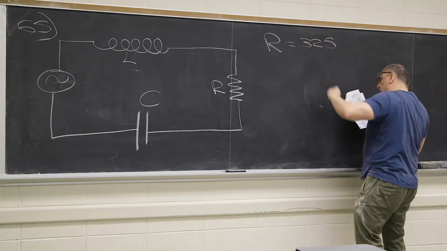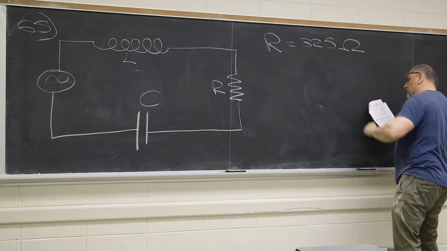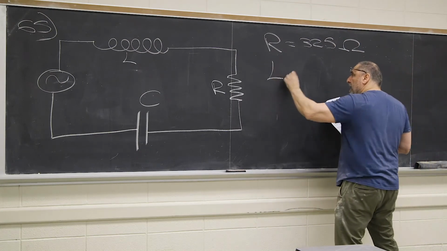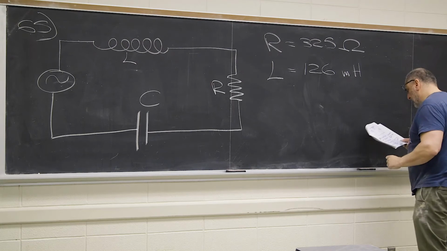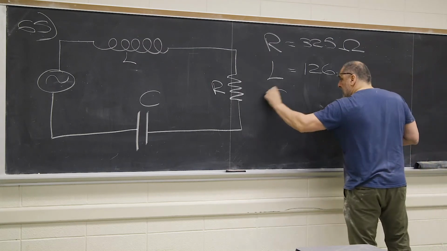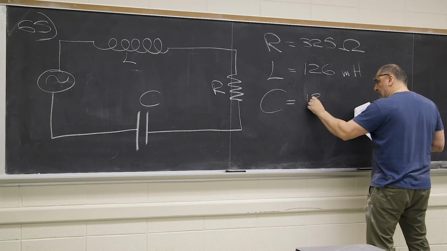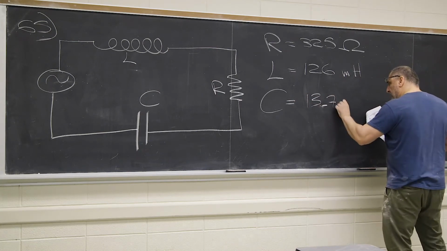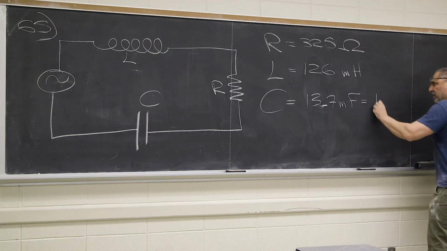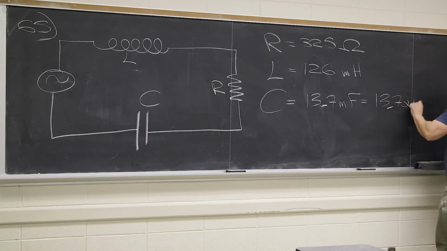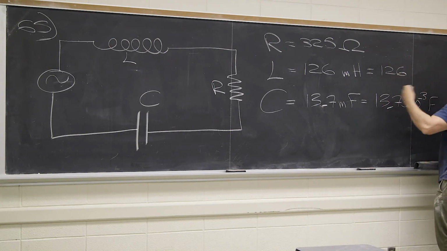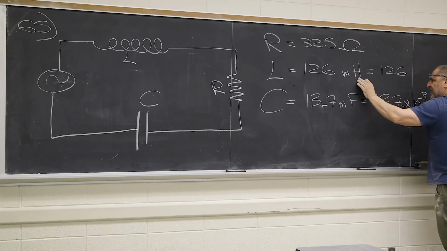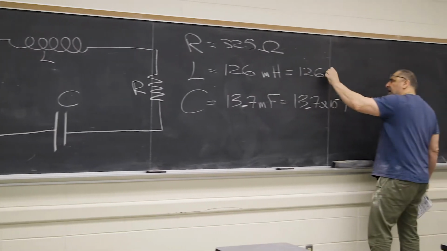R is 325 ohms. L is 126 millihenries. C is 13.7 millifarads. What does that mean? I mean, what means 13.7 times 10 to the negative 3 farads? What does millihenry mean? Well, it means 0.126. Millihenries is 126 times 10 to the negative 3, which is 0.126.